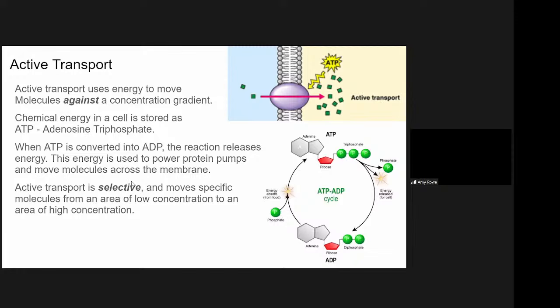So in our diagram up here on the top right-hand side, we can see that these little green squares are moving from an area of low concentration outside the cell and packing them inside the cell where there's already plenty of little green squares. So it is moving against the concentration gradient.